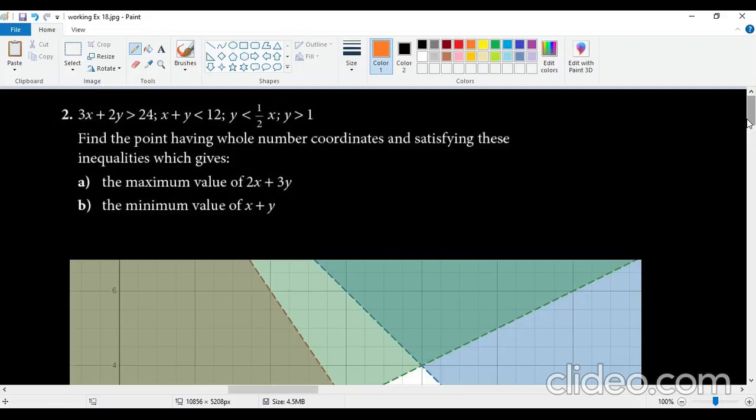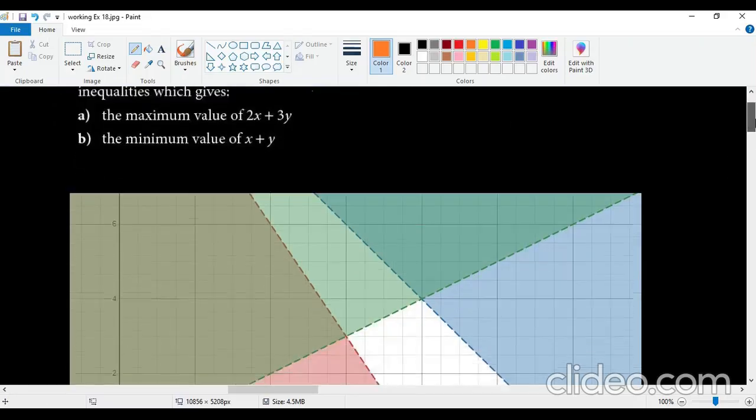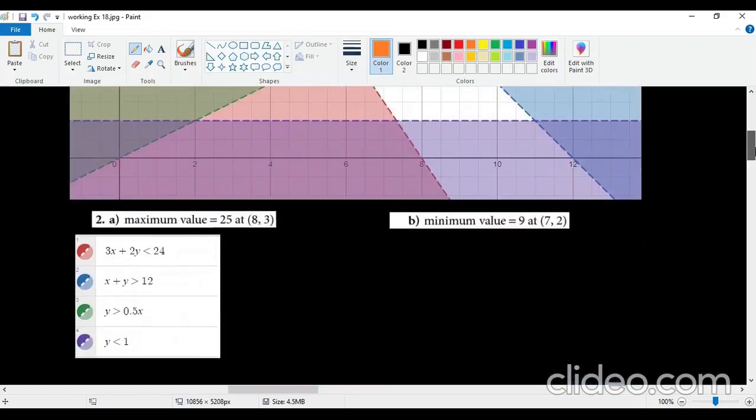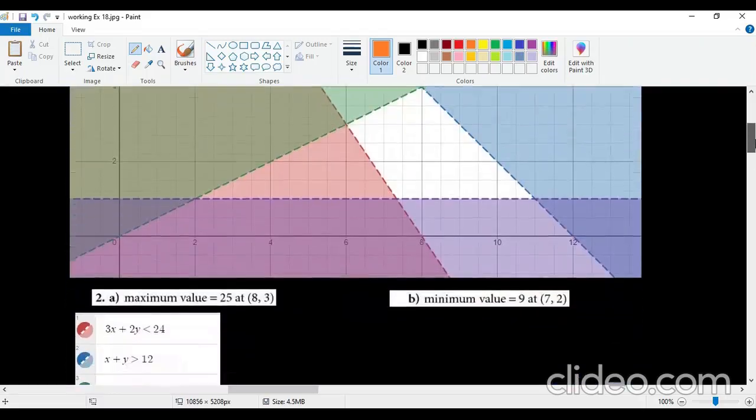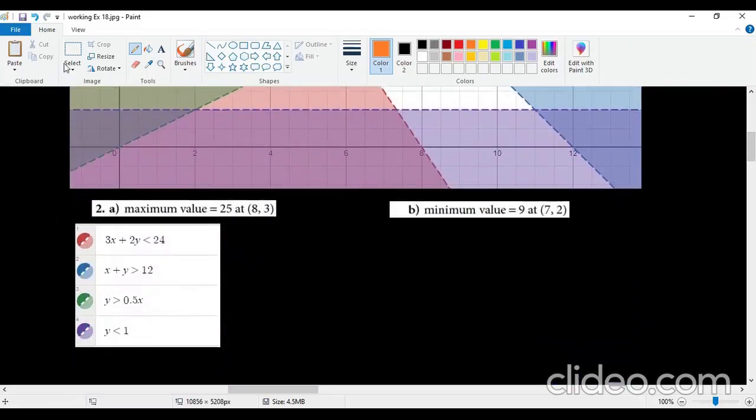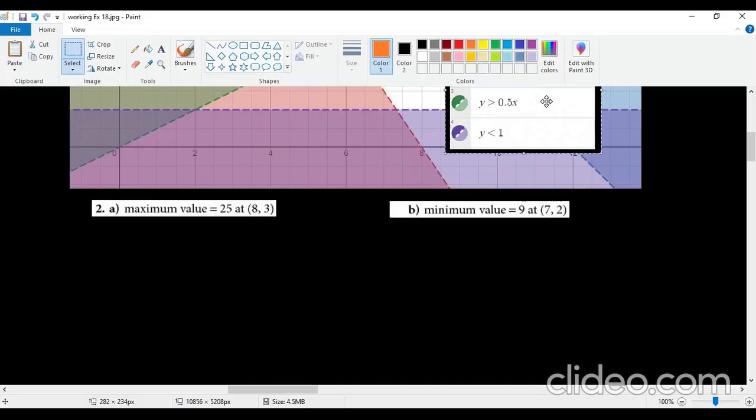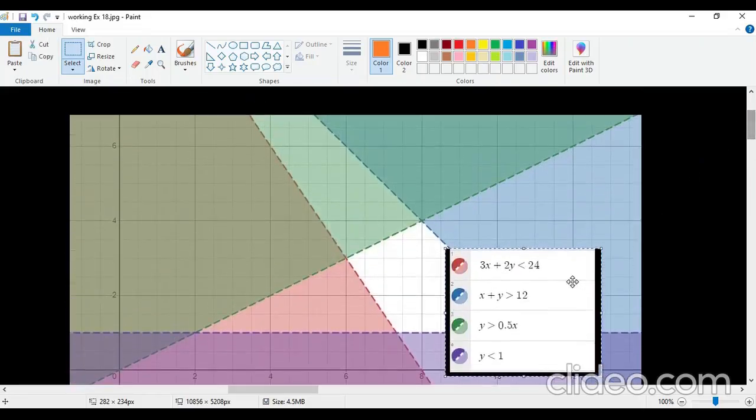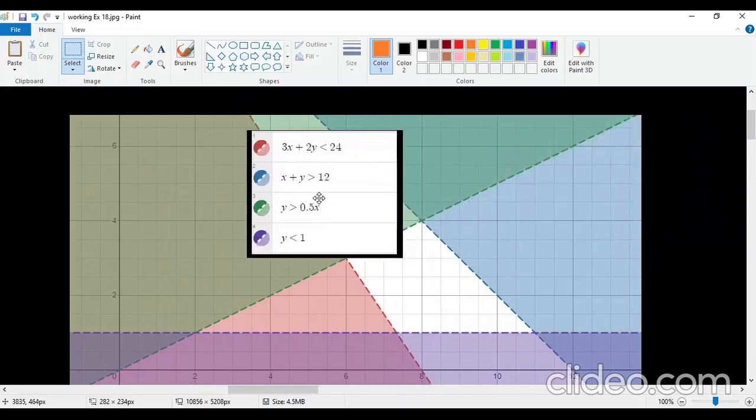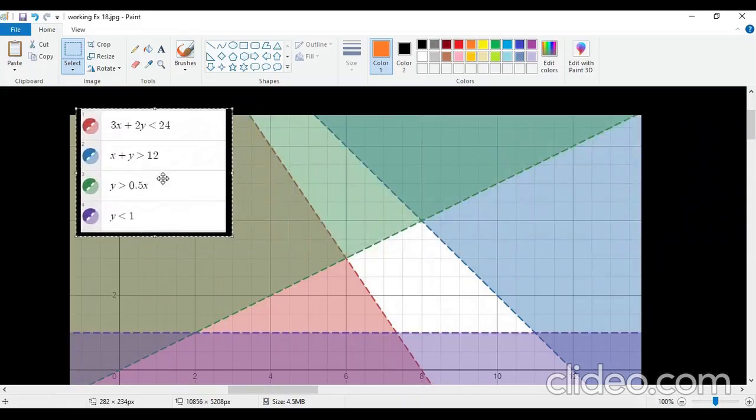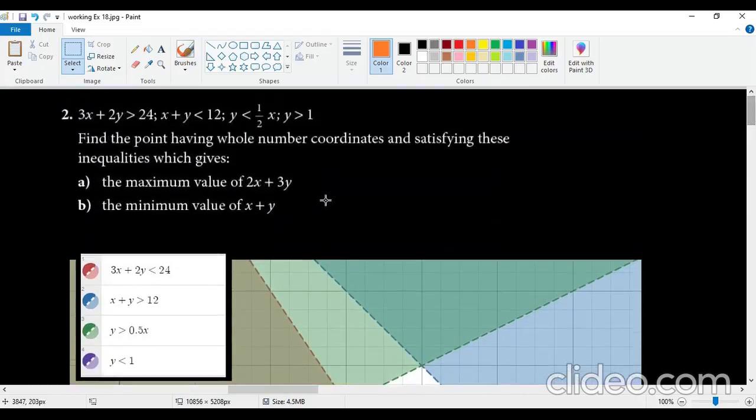and the minimum value is x plus y. Putting these inequalities in Desmos, you should know that I'm always telling you to put the opposites of what you have got in the question itself. Put these values in Desmos and see, these are the lines that you get. Now, what do we need to find out? Whole number coordinates that satisfy the inequalities, which give 2x plus 3y, and the minimum value is x plus y.